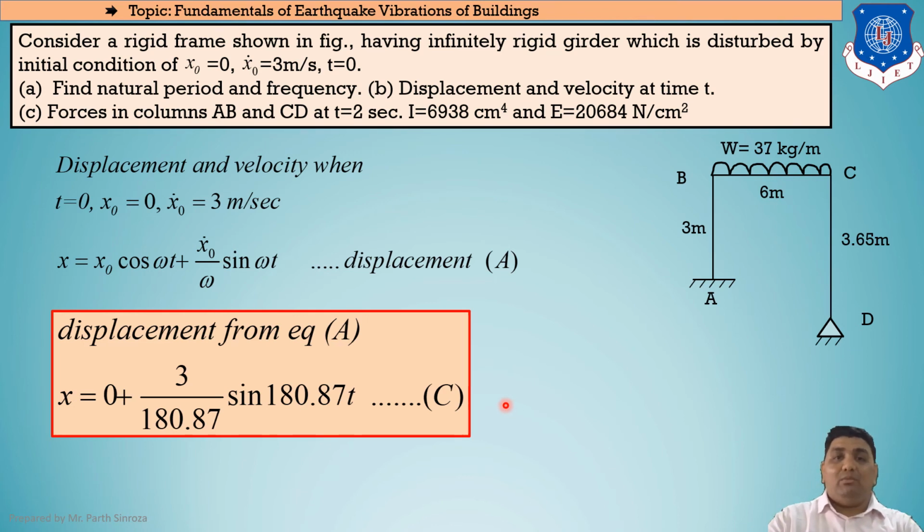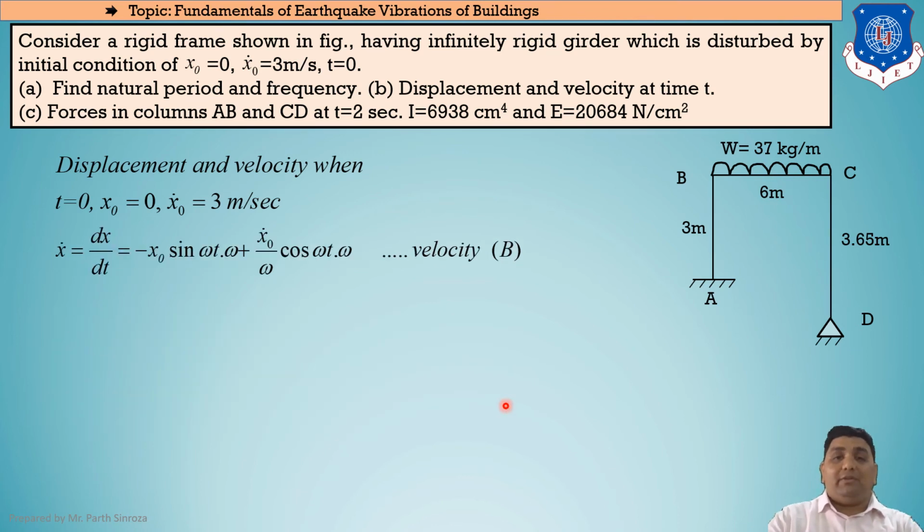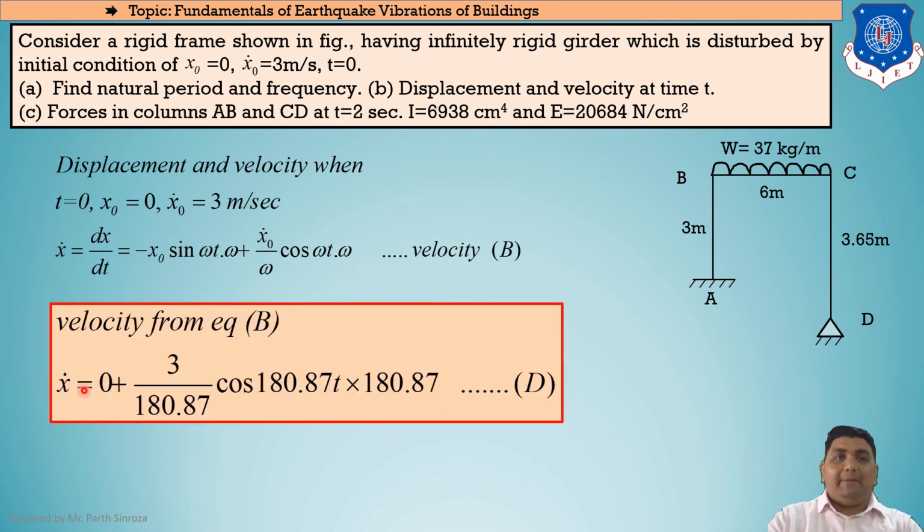Now we'll be moving on to velocity. Again, for velocity we'll be getting an equation-based answer. Here we are getting 0 plus 3 upon 180.87 cos of 180.87 into t, into omega. Clear? So this is what we are getting for velocity. So our part B is completed.